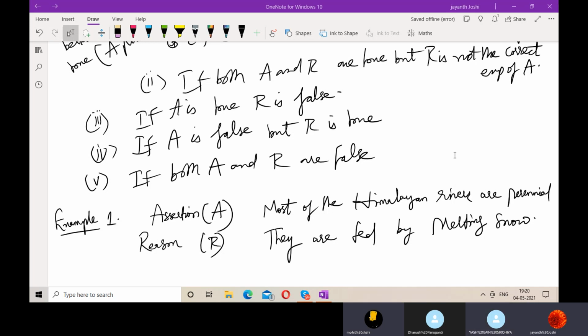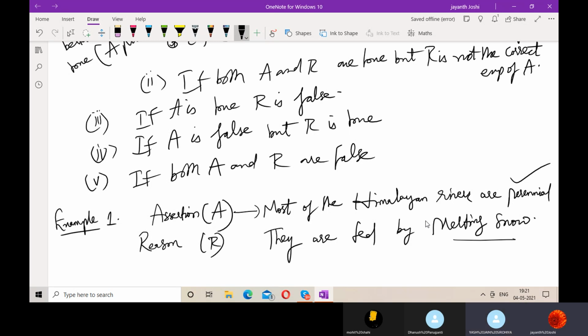Sir, both A and B are true. Most of the Himalayan rivers are perennial, of course. Perennial का मतलब 365 days they flow, and of course they are fed by melting snow. So if I am giving a positive statement, if I believe that Himalayan rivers are perennial, I am giving that statement. But my belief is also supported by this reason. Why is there water throughout the year?